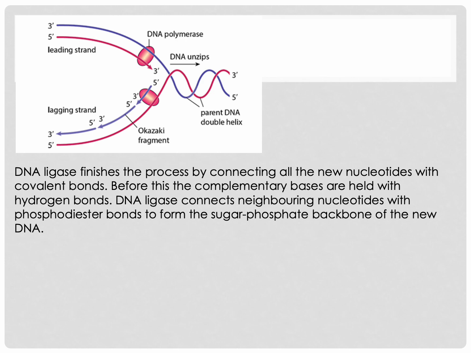DNA ligase finishes the process by connecting all the new nucleotides with covalent bonds. Before this, the complementary bases were held with just hydrogen bonds. DNA ligase connects neighboring nucleotides with phosphodiester bonds to form the sugar-phosphate backbone of the new DNA.